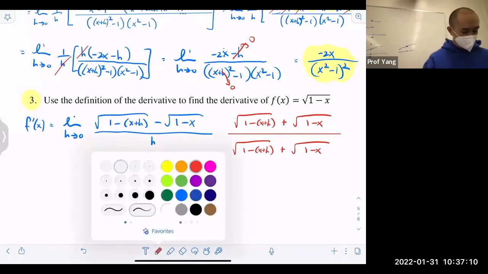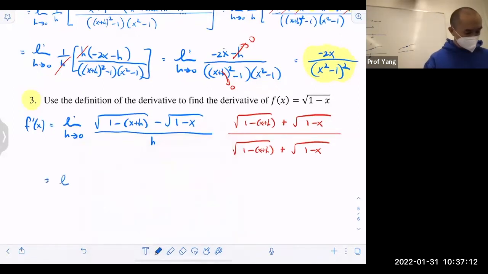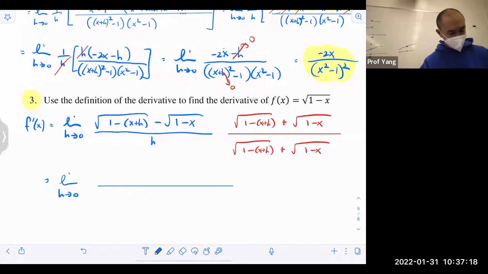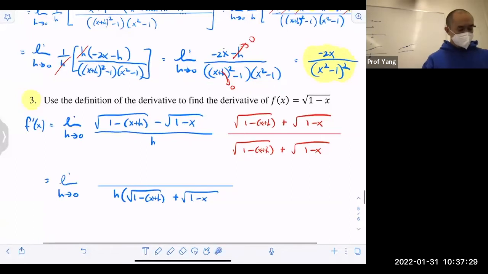And now you want to simplify. So this is going to be equal to the limit as h goes to 0. The bottom is going to be nice, or not nice, but the bottom is going to be like this. But the top is what I want you to calculate.